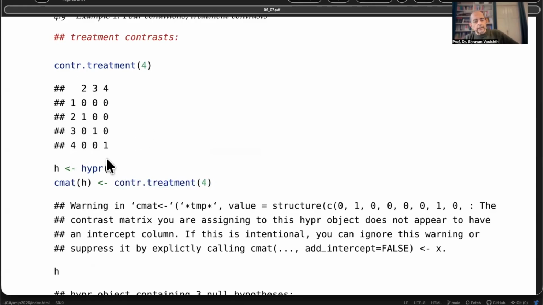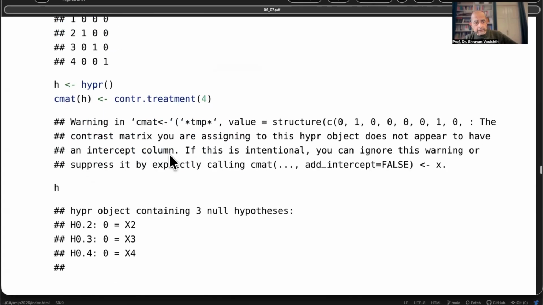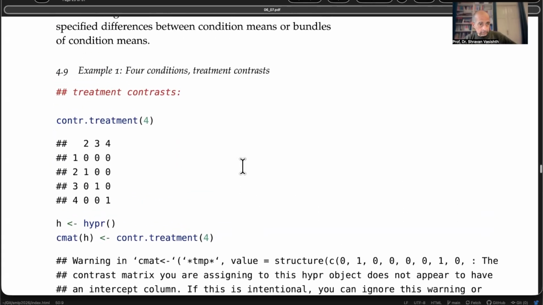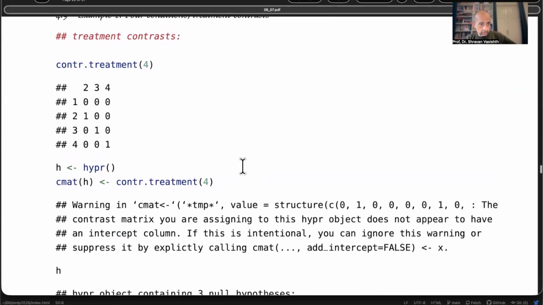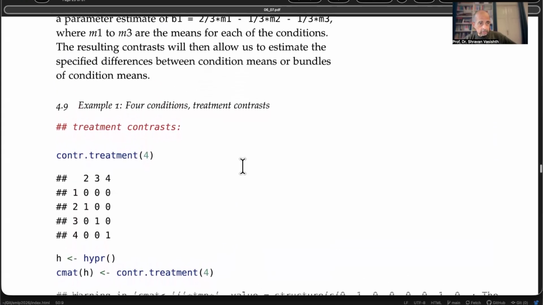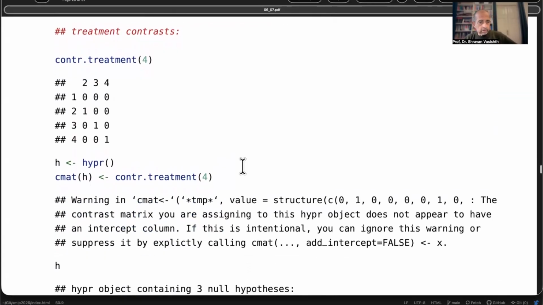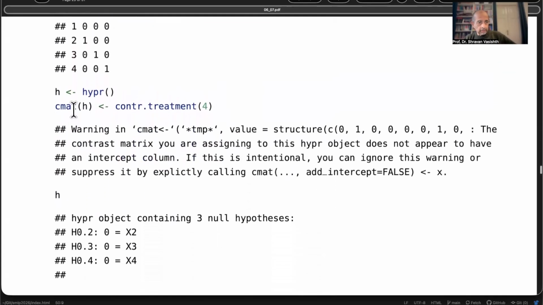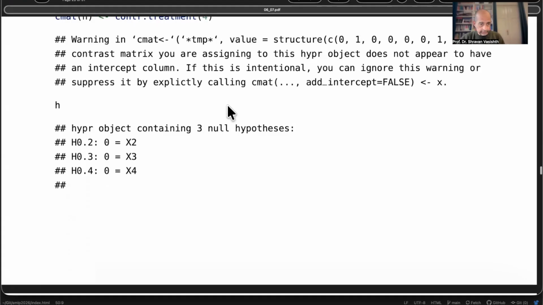So that's what it's complaining about here. And then it says if this is intentional, you can ignore this warning or suppress it by explicitly calling the cmat function. Where was the cmat function? Yeah, this cmat function, right? You can add add_intercept equal to FALSE there, right? And then give the contr.treatment, then the warning should disappear, at least theoretically.